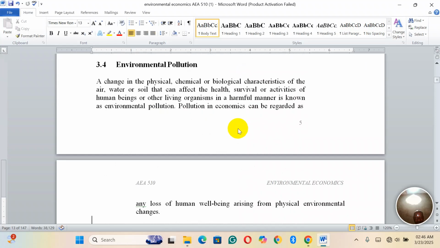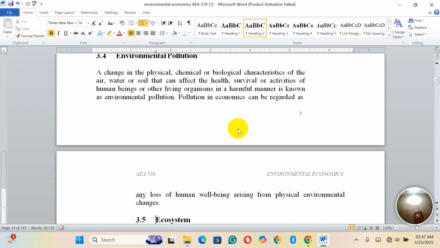So we talk about the next, environmental pollution: a change in the physical, chemical, or biological characteristics of the air, water, or soil that can affect the health, survival, or activities of human beings or other living organisms in a harmful manner. This is known as environmental pollution. So pollution in economy can also be regarded as any loss of human well-being arising from physical environmental changes.